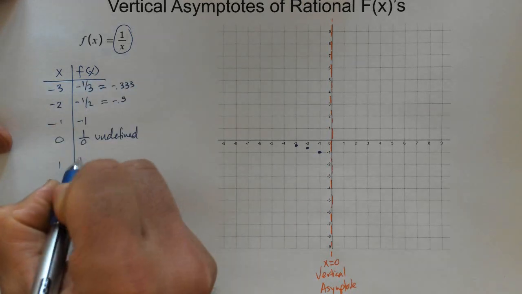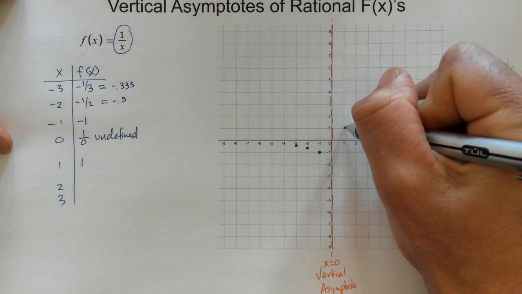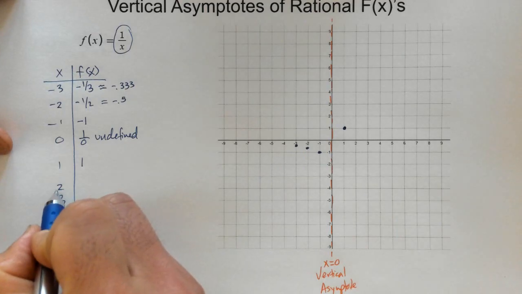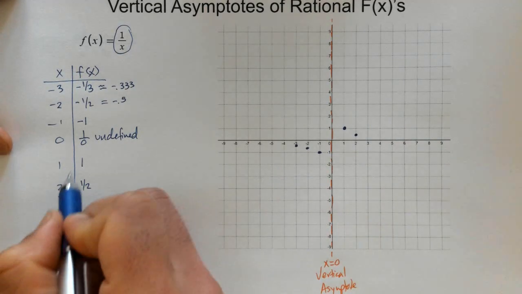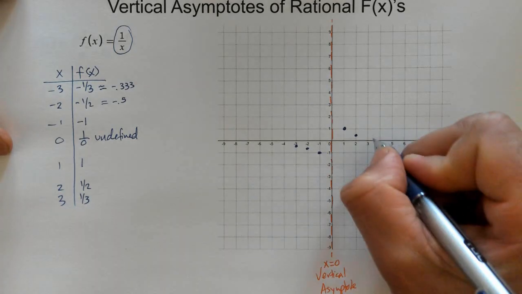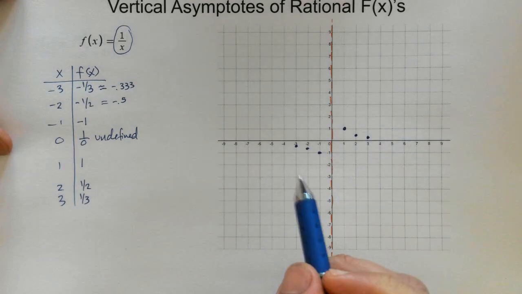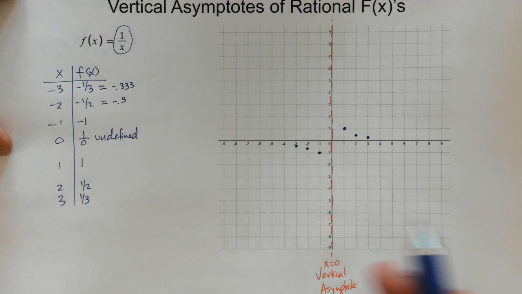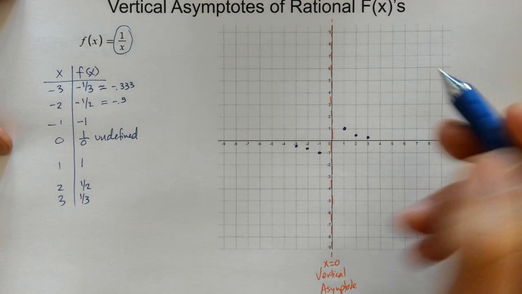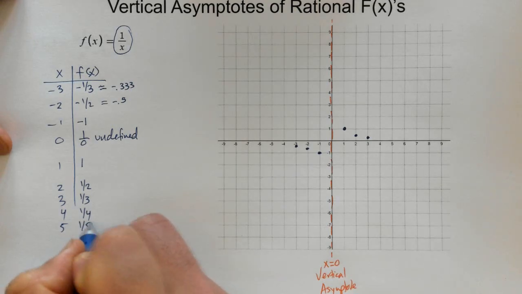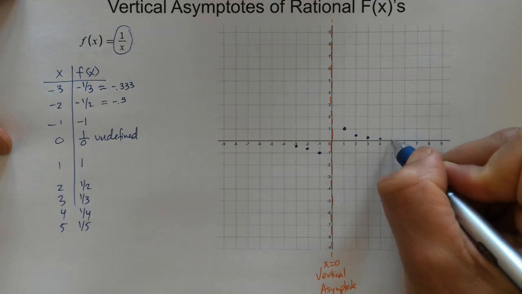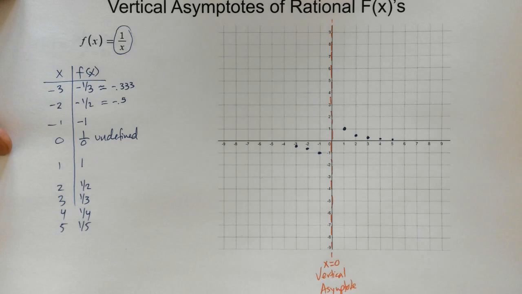Let's plug in more points. 1 divided by 1 is equal to 1. 1 divided by 2 is 1/2, which is 0.5. 1 divided by 3 is 1/3, which is 0.333. Notice how it looks very similar to this part of the graph. If I keep going with 4 and 5, the fraction just keeps getting smaller, so I'll keep getting points lower and lower, something like that.